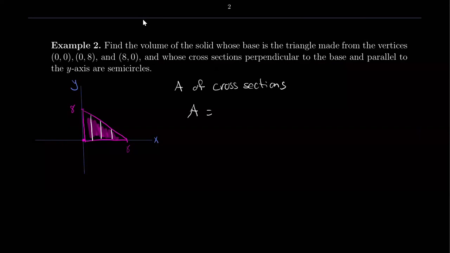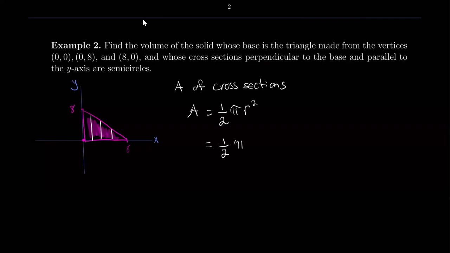The cross sections are not triangles. Those cross sections are actually semicircles. That's what you're finding the area of. The area of a circle is pi r squared. So the area of a semicircle is 1/2 pi r squared.